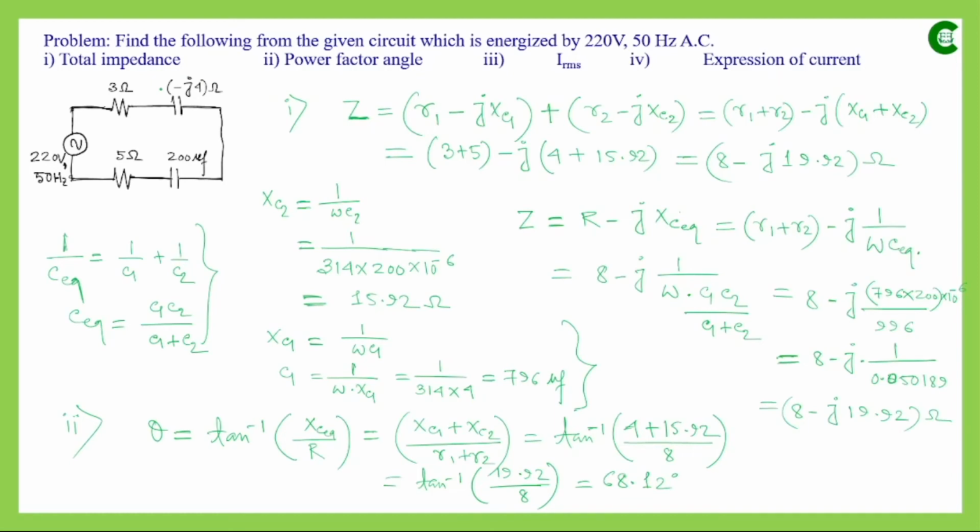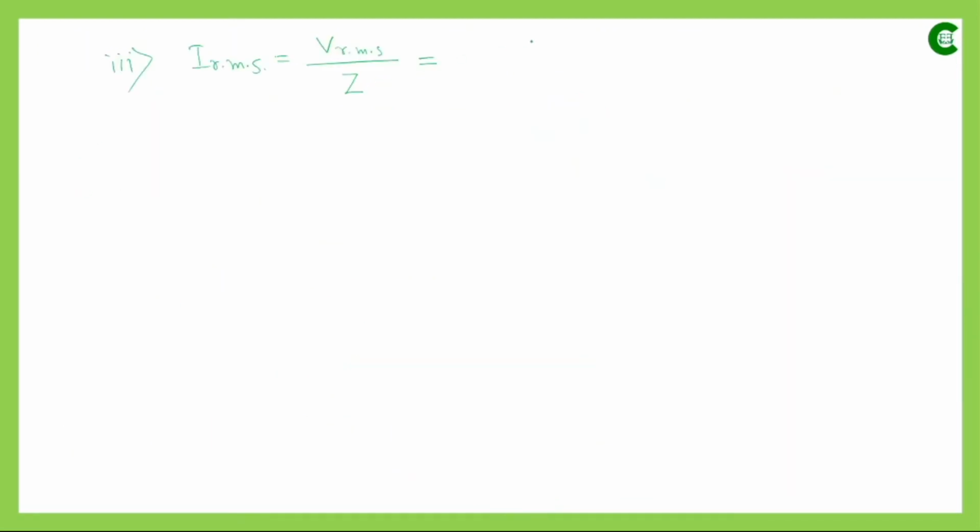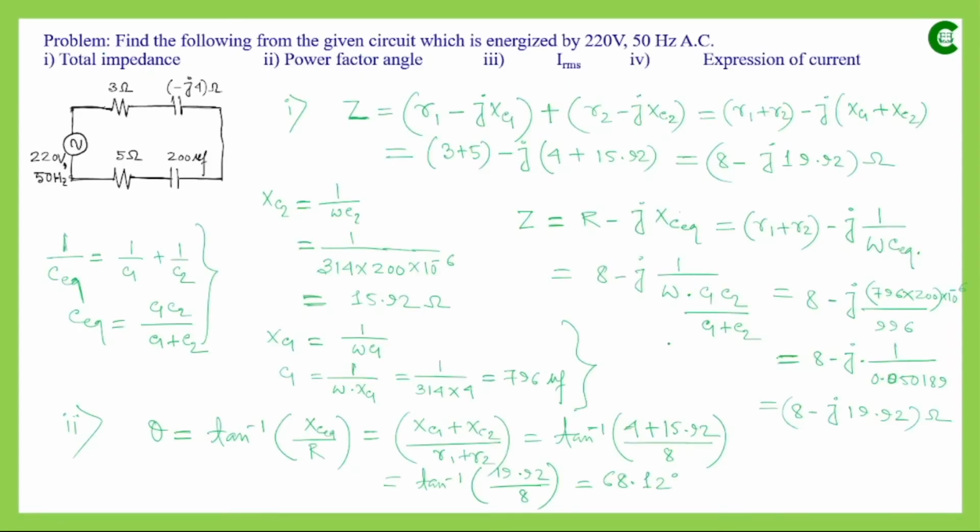Now the IRMS, we know that can be easily found by this relationship: Vrms divided by the impedance of the whole circuit. Now Vrms we can get from the given data. It is given as 220 volt in the problem statement. So in place of Vrms we can write 220, divided by the Z value or impedance value which we have already calculated in the first step, which is 8 minus j 19.92.